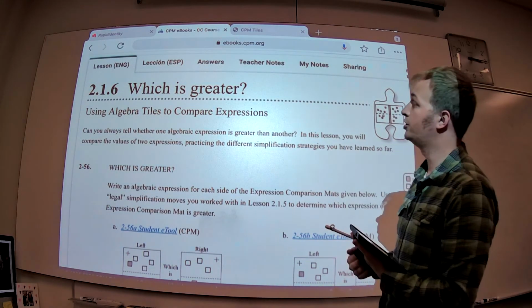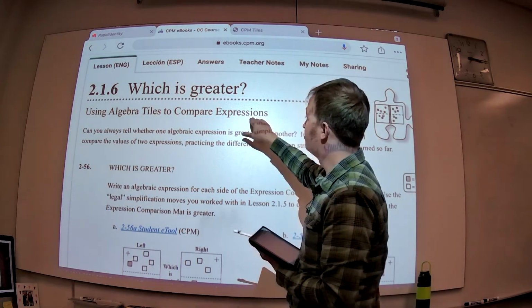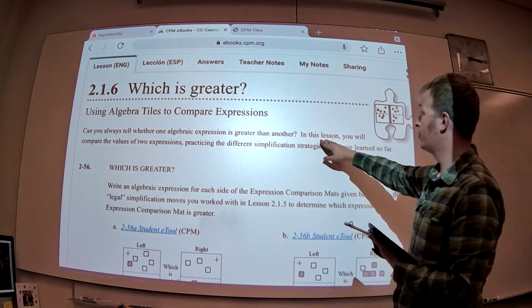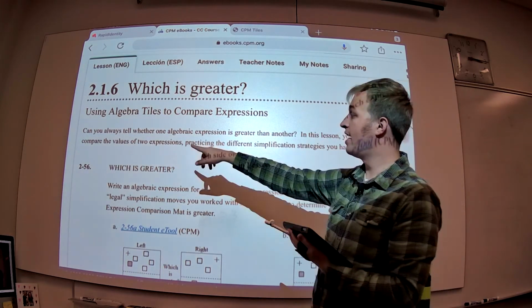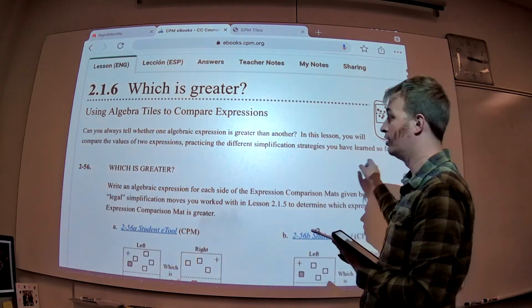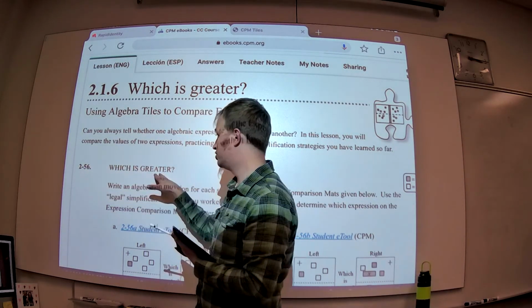So 2.1.6, which is greater? Using algebra tiles to compare expressions. Can you always tell whether one algebraic expression is greater than another? In this lesson, you will compare the values of two expressions, practicing the different simplification strategies you have learned so far. So problem number 2-56, which is greater?